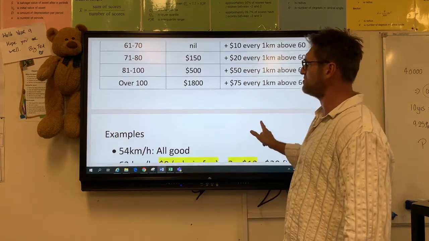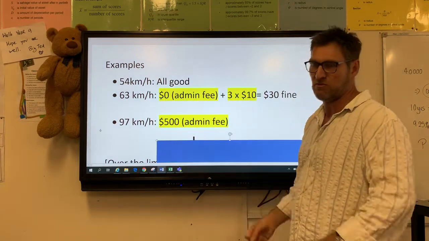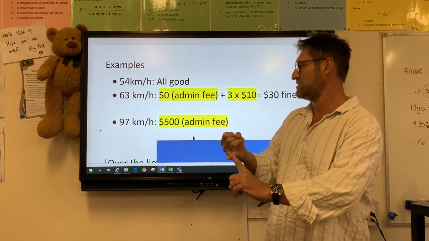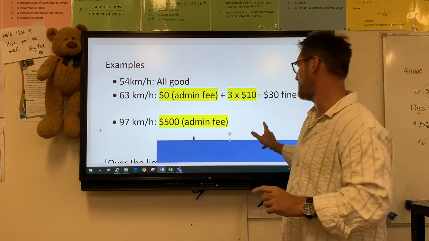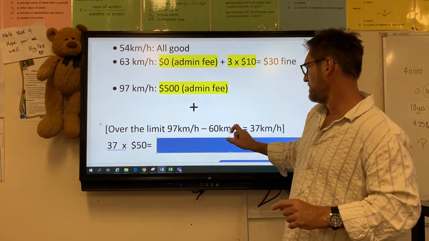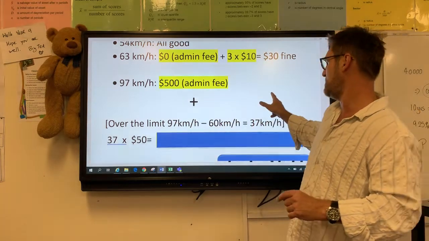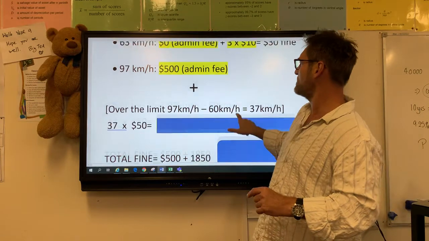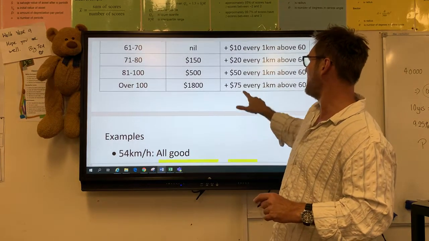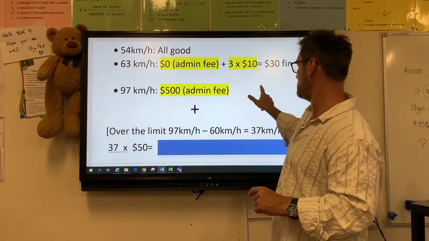How fast was he going? He was doing 97. How much over the speed limit is he? He's doing 97 in a 60 zone. He's 37 kilometres over. So just checking that: 97, take off 60, he's 37 kilometres per hour over the speed limit. And just to confirm, he pays an extra $50 per kilometre over the speed limit.